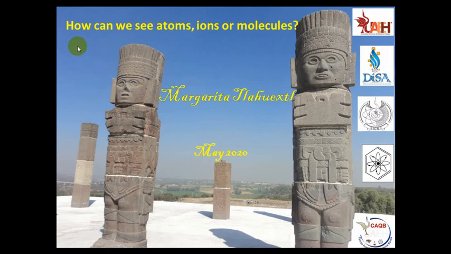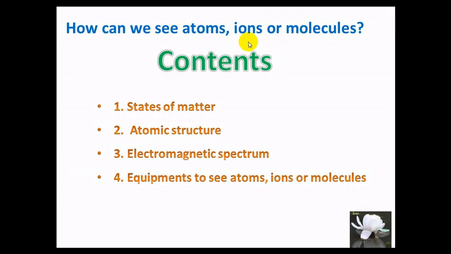Hello everyone! The topic for today is how can we see atoms, ions or molecules. Before answering it, I am going to talk about the states of matter, the atomic structure and the electromagnetic spectrum. After that, I will describe some types of equipment. This will be used to give the answer to the following question: How can we see atoms, ions or molecules?